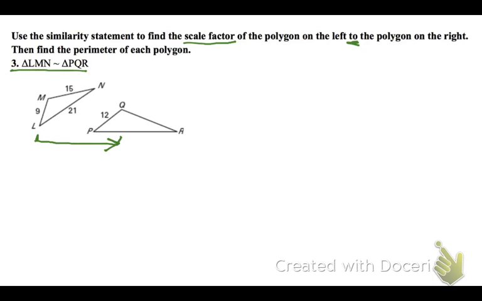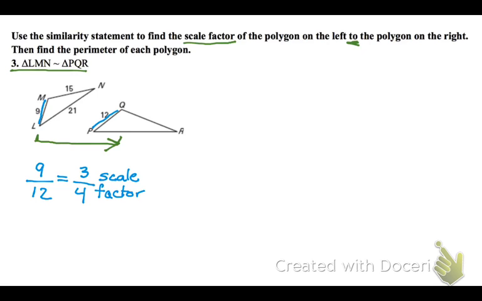Okay, so find the scale factor. So remember, to find the scale factor, we only need to look at one pair of sides. So in this case, let's take the easy way, and let's look at the short sides. So short side on this triangle is 9. We're going to compare that to this short side, which is 12. We're going to simplify. Let's divide each one by 3. 9 divided by 3 is 3. 12 divided by 3 is 4. There's my scale factor.